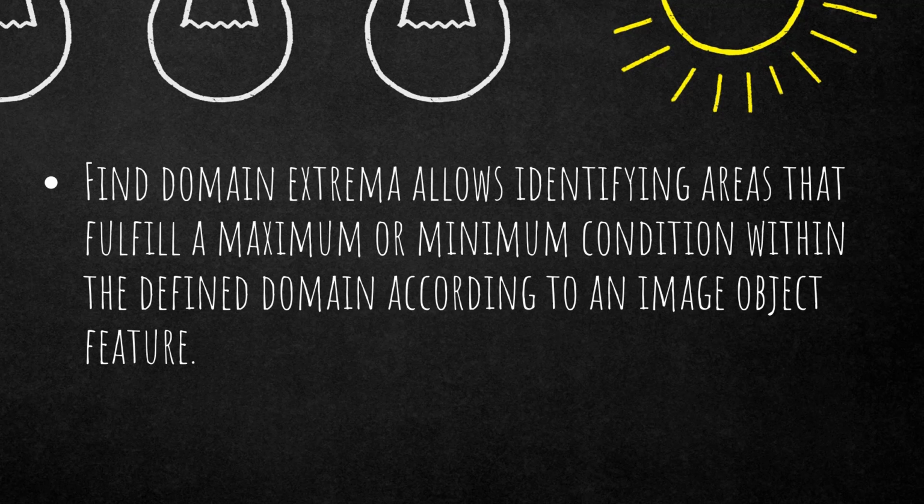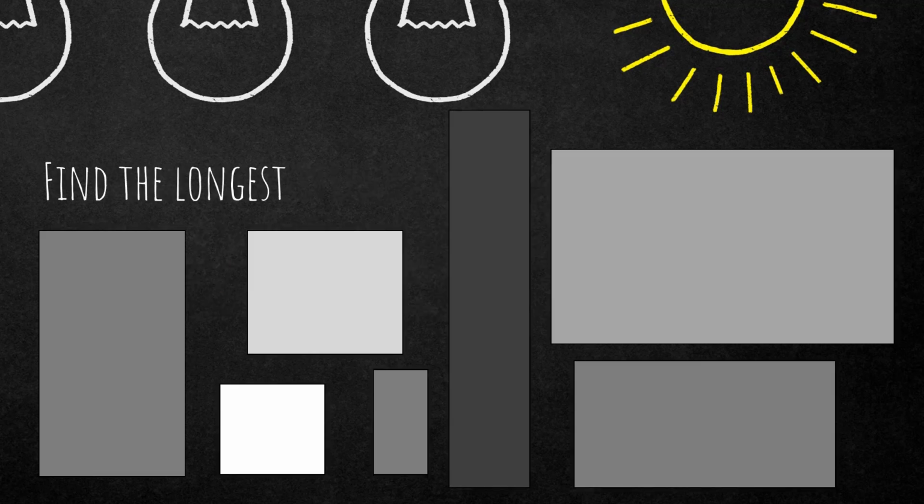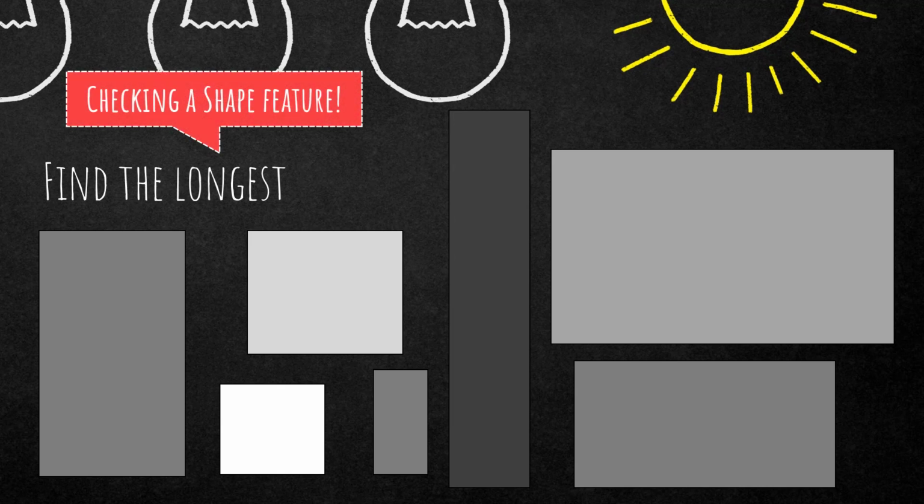Here's a definition that you'll find in the reference book. So what does it do? It allows to identify areas that fulfill a maximum or minimum condition within the defined domain according to an image object feature. So you can choose any feature that eCognition provides and use this in Find Domain Extrema. Let's say in this example you want to find the longest image object. That's no problem with the Find Domain Extrema algorithm. So in this case, it would be that long one, right?